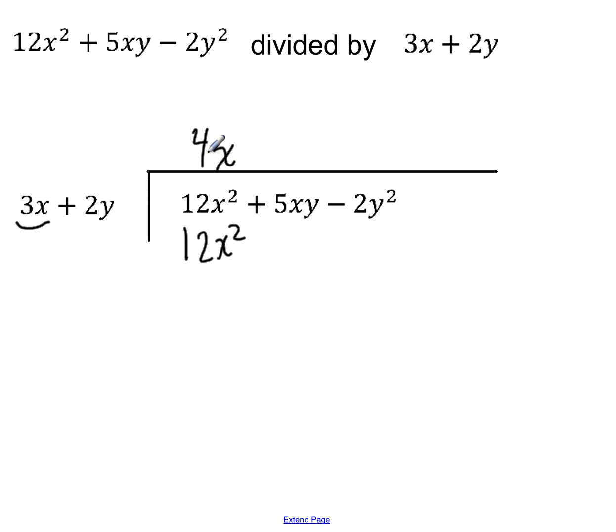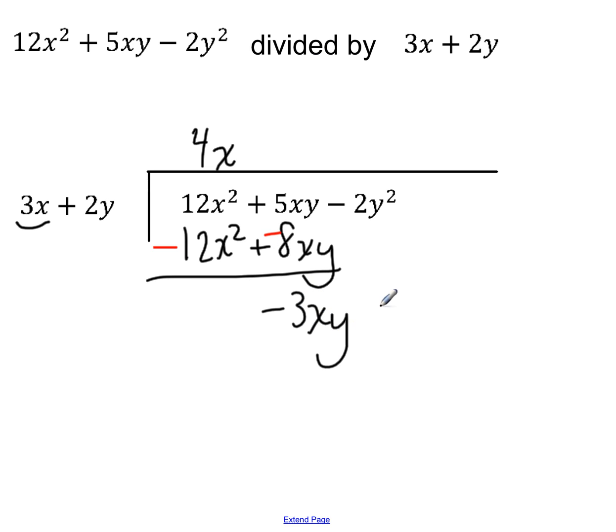Now, if I multiply 4x times 2y, I'm going to get 8xy, which happens to be my next term. Sometimes your matching term is way over here, in which case that's okay. You have to line it up with its matching term. So what that means is I get 8xy, and I subtract, and I get negative 3xy, and I bring down.